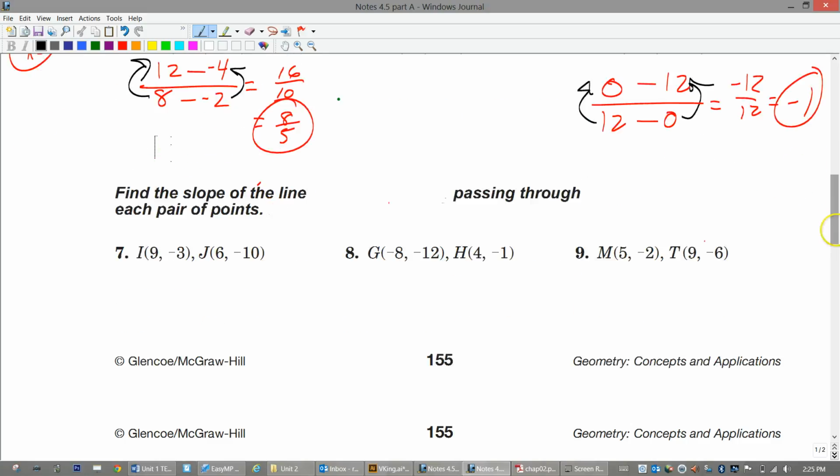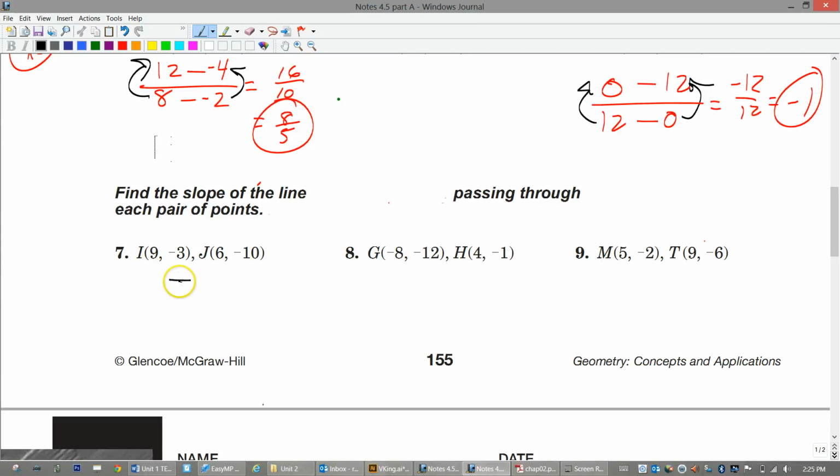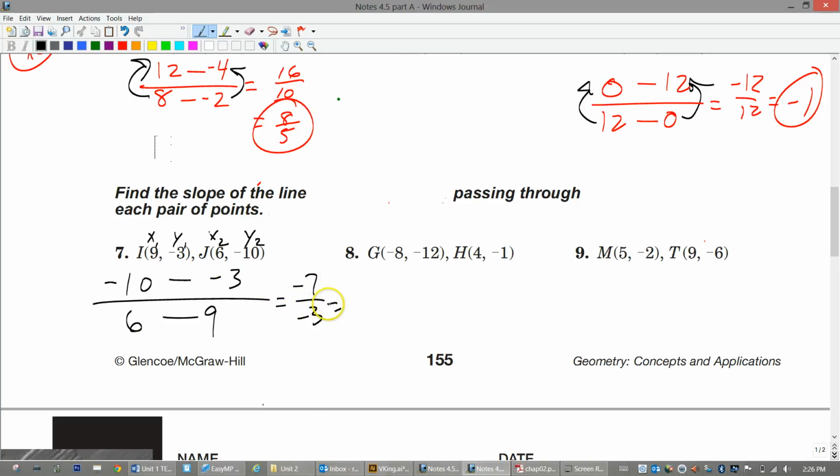Let's do 3. Same thing. Start this so you don't make a common sign mistake. X1, Y1, X2, Y2. Negative 10, negative 3, 6, 9. Negative 10, that's negative 10 plus 3, so it's negative 7. 6 minus 9, negative 3, 7, 13. Okay? Any questions?